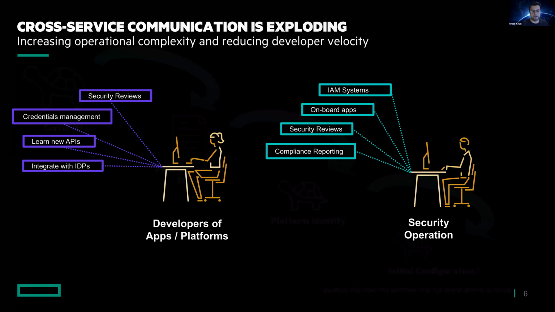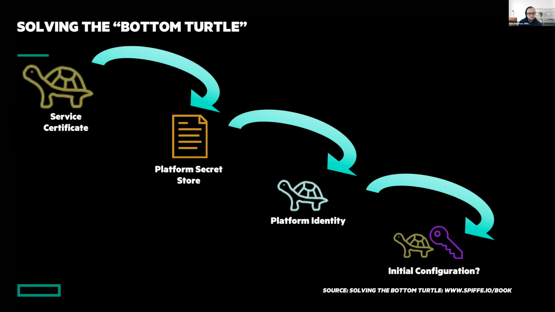And SPIFFE and SPIRE really provide a mechanism of managing, giving you this central universal identity control plane to manage across platforms. And Dan is going to talk a bit more about the problem they're solving in a quick overview.